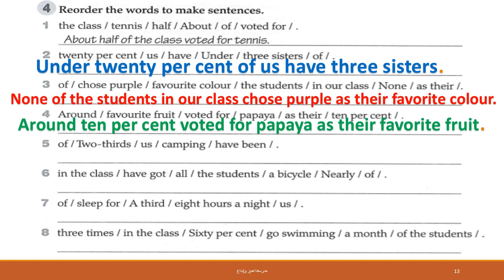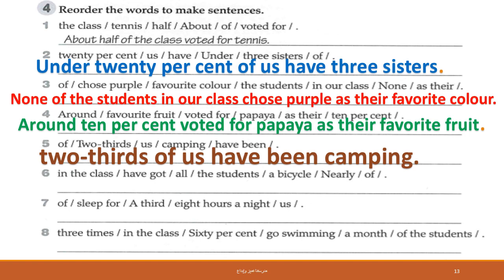Number 5. Of 2/3 us camping have been. Where is the capital? 2/3. Okay, 2/3. This is a fraction. We said after the fraction, of. So 2/3 of what? Of who? Of us. What do they do? Yes. So 2/3 of us have been camping. Yes. We should start with a capital letter. Here is a mistake. Okay, change it. It's a capital letter, girls.